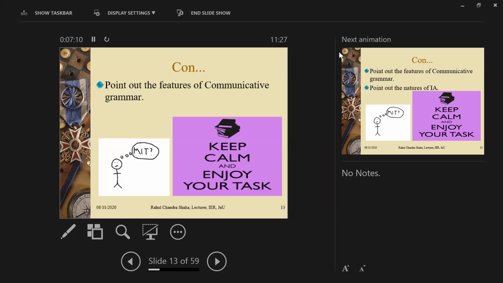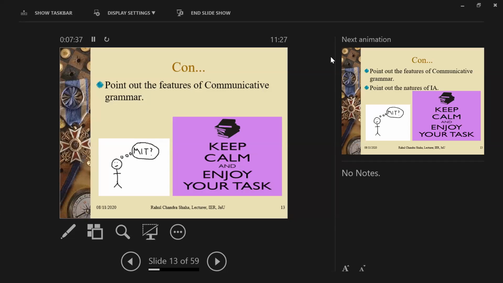Sir, in communicative grammar, we don't need to memorize anything. We just focus on our communication. How can we communicate with others? We do not think about any rules, and we do not feel any hesitation. We can continue our lecture without any hesitation and without any memorization. Very good point. Thank you, Mr. Yes, Toha.